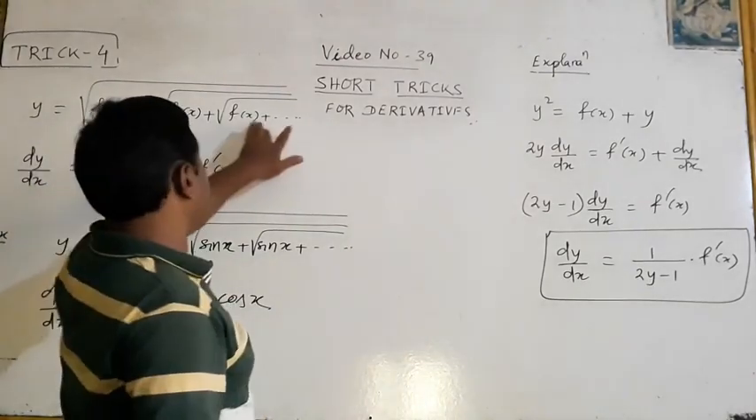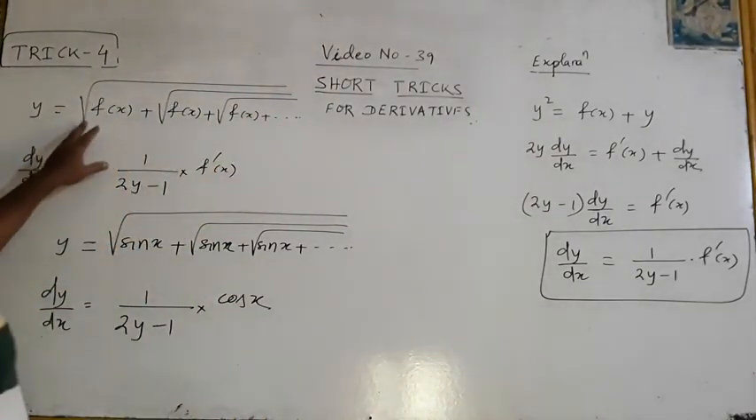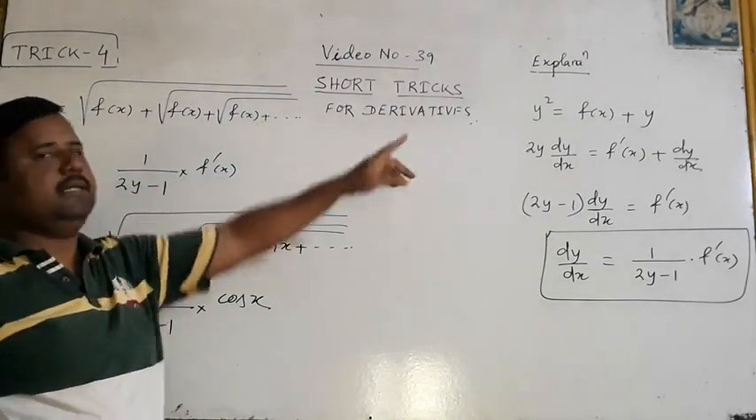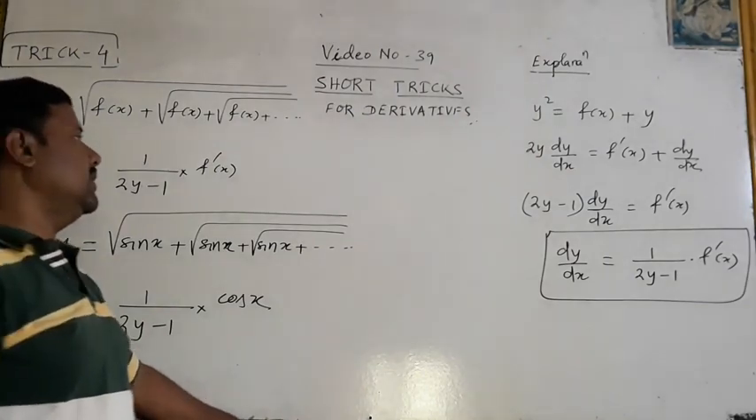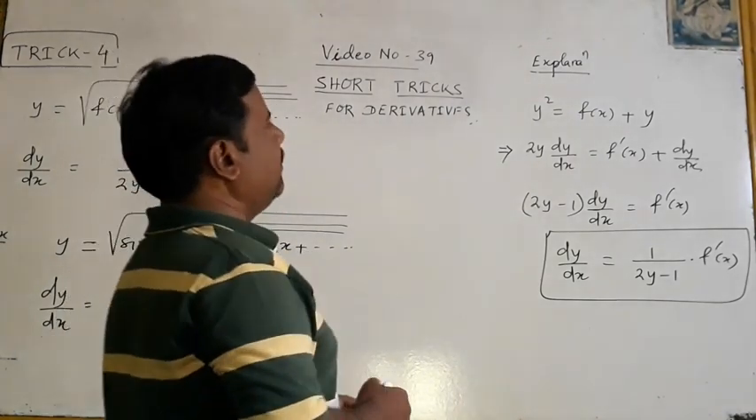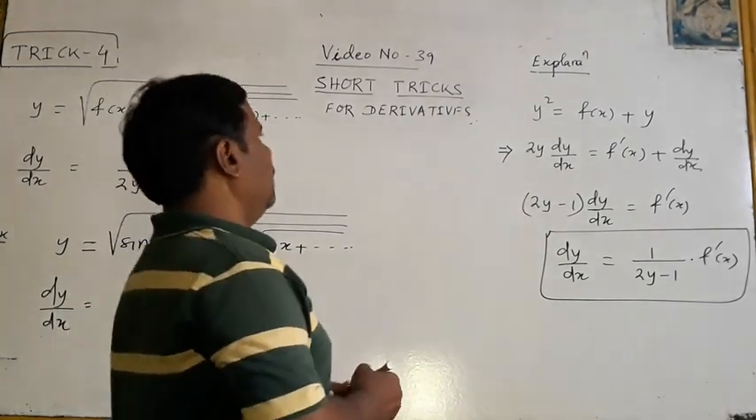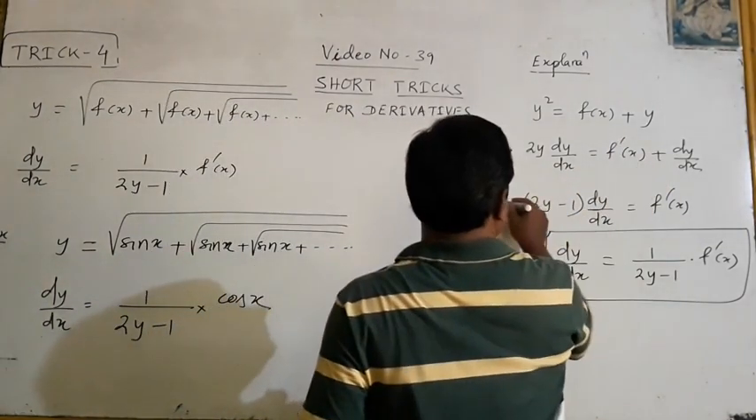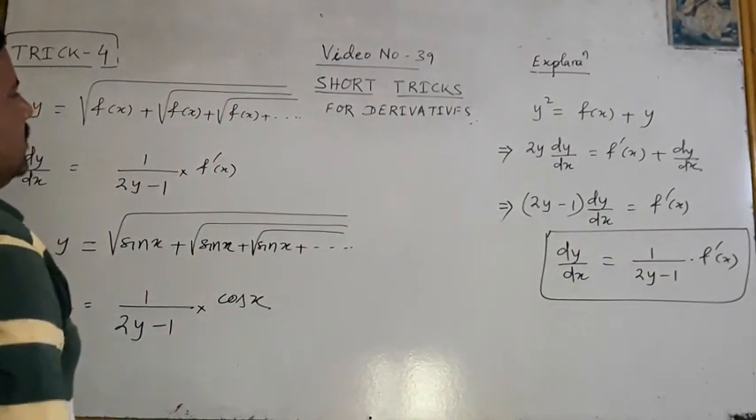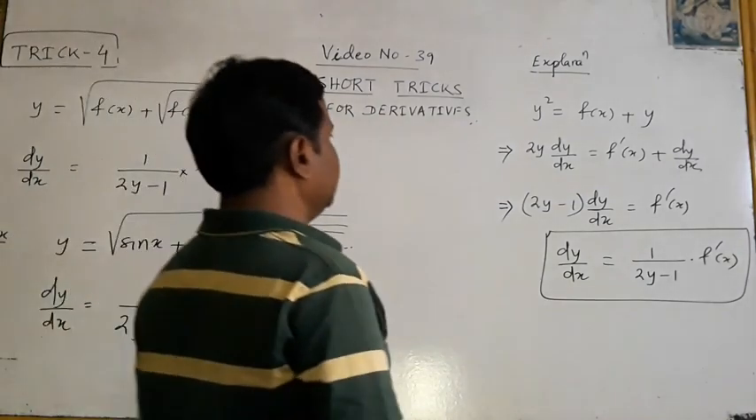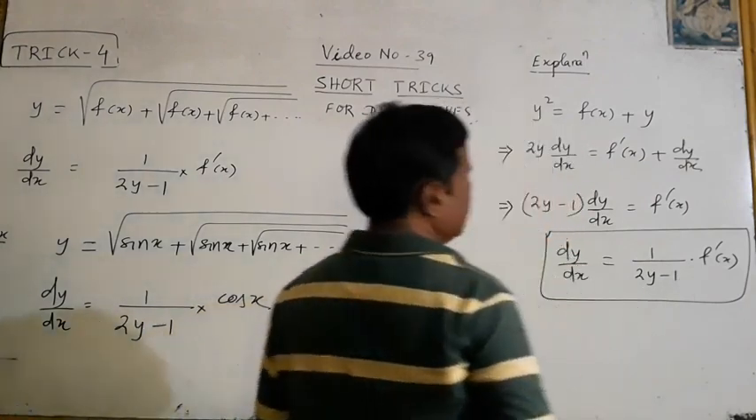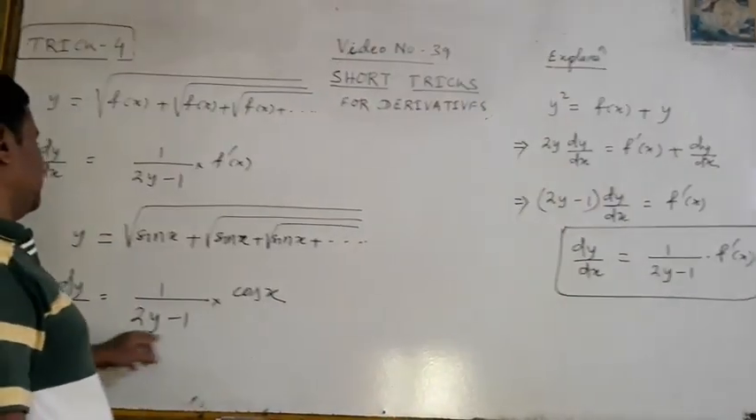Suppose y is this. What is y square? You will take the first root over. It becomes f(x) plus whatever it may be, that is y. So y square is equal to f(x) plus y. Then after differentiating, it becomes 2y dy by dx, and derivative of f(x) is f dash x plus derivative of y, which is dy by dx. This implies, bringing to one side, 2y minus 1 into dy by dx is f dash x. What is dy by dx? It is 1 by 2y minus 1 into f dash x.